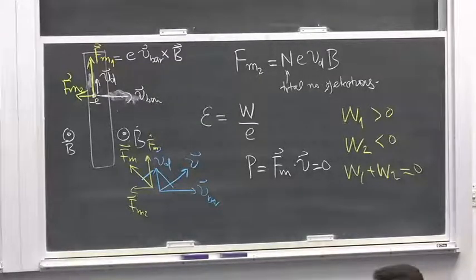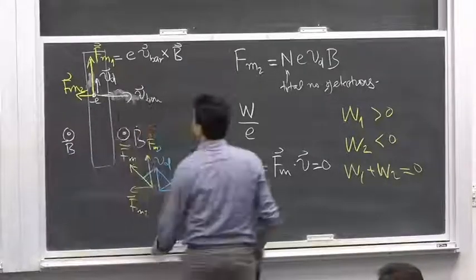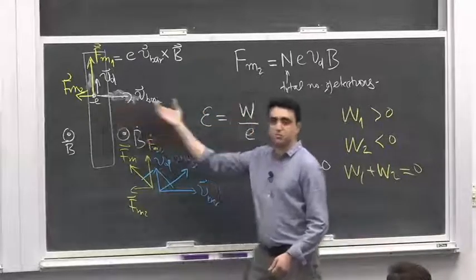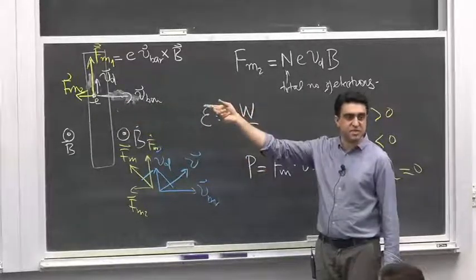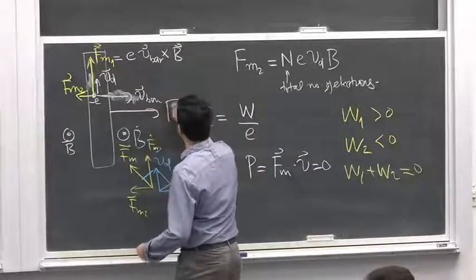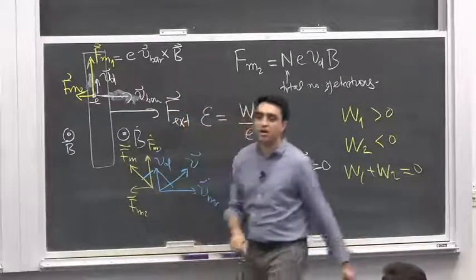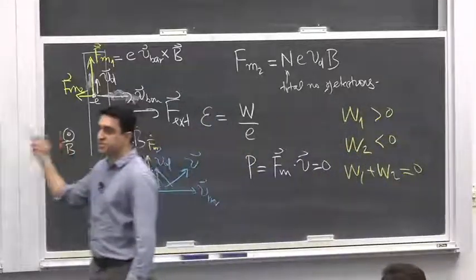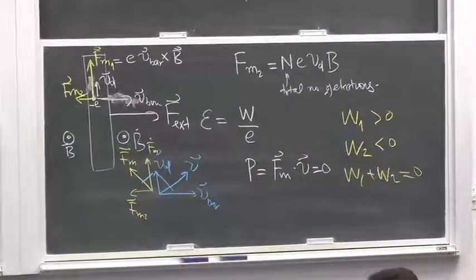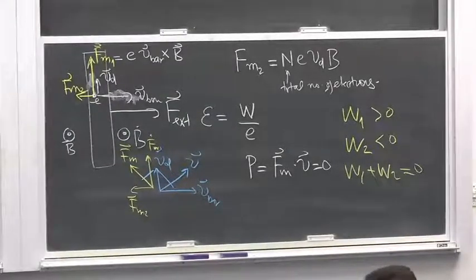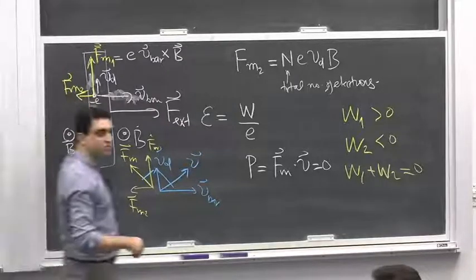EMF is work per unit charge. There is something else with this. This thing is moving in this direction, and why is it moving? Because you are applying a force on it, and that force is the external force which you are applying on this bar. And if this bar has to move with a constant velocity, it means that this external force is balanced by another force. And what is that force? This is Fm2.